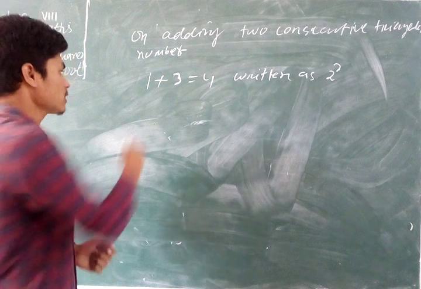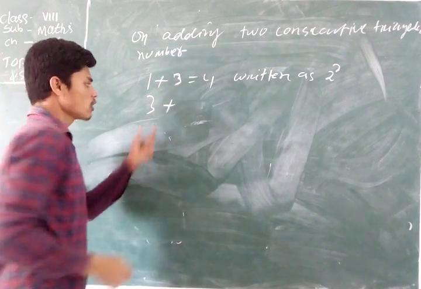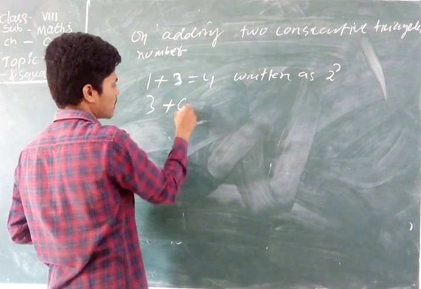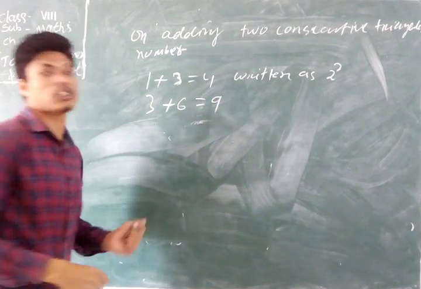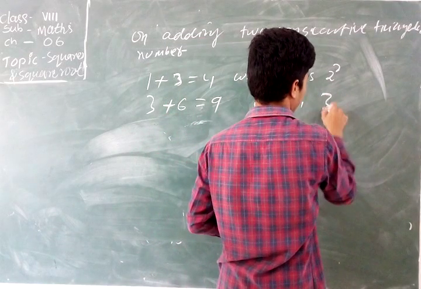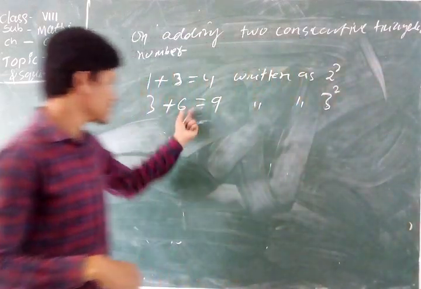Another, if you take 3, then the consecutive triangular number is 6. 3 plus 6 equals 9. 9 is written as the square of 3.